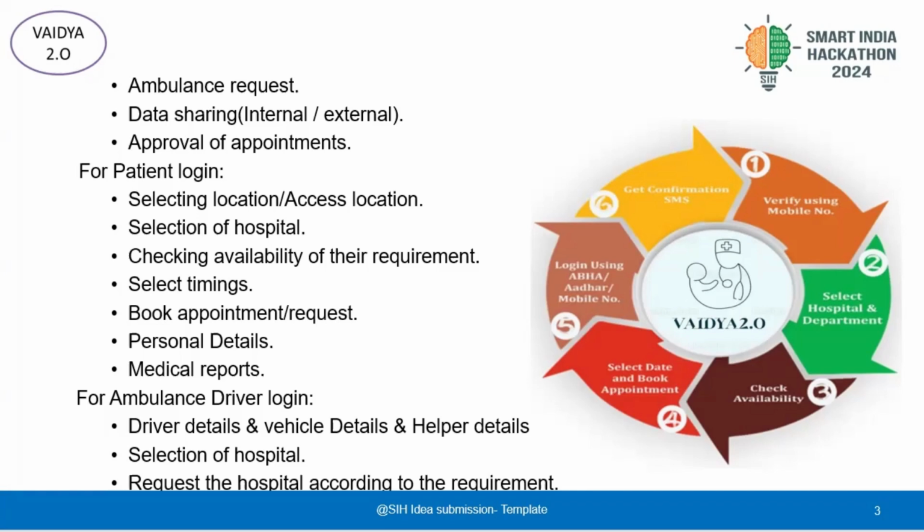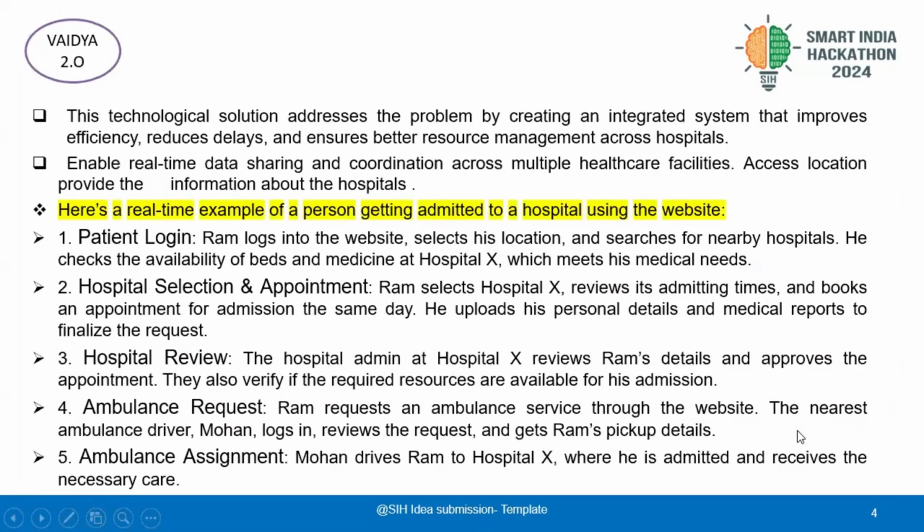For ambulance driver login, it has driver details, vehicle details, and helper details. He can select the hospital and request the hospital according to the requirement. If the requirements of the ambulance driver are available, then the hospital can confirm the request.